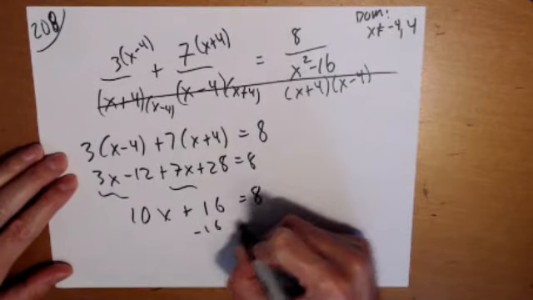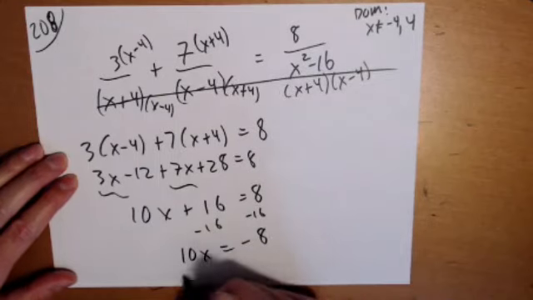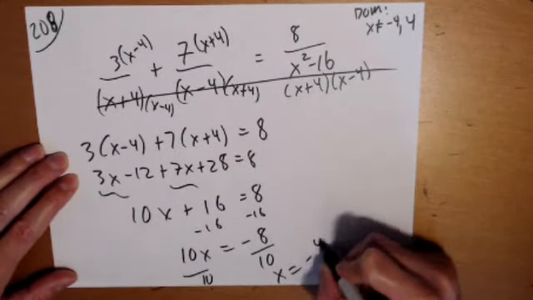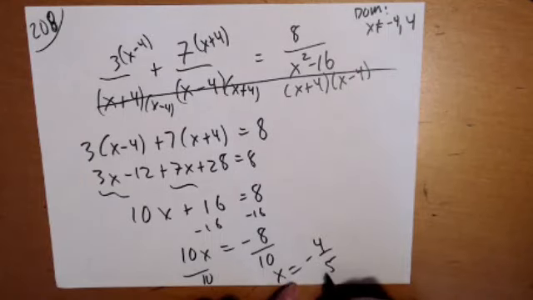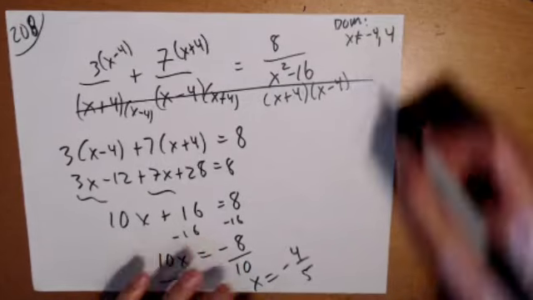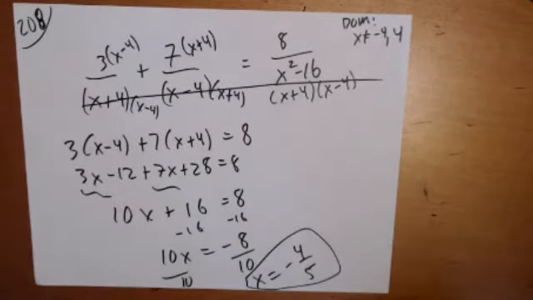Okay, subtract 16, subtract 16. 10x equals negative 8. Divide by 10, divide by 10. So x is, reduce that, negative 4/5. Is that answer okay? Check your domain. Domain says as long as x is not negative 4 or 4, you're fine. Ta-da! So we're cool. Fractional answers are fine.